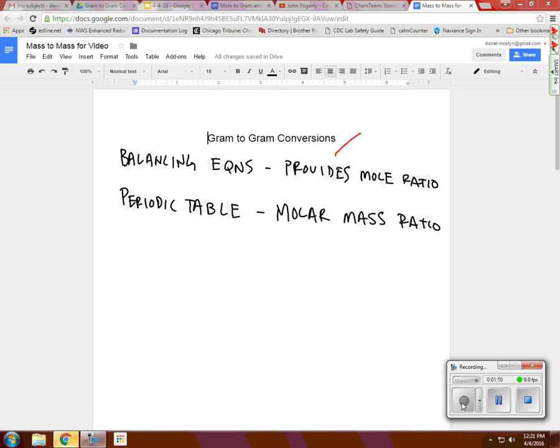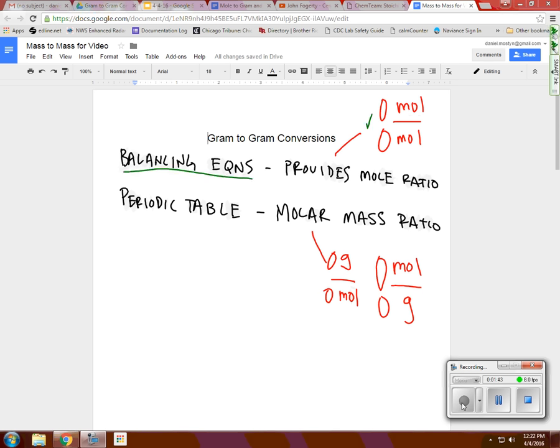So this one is always mole on the top and mole on the bottom. And the molar mass, you can either write it as grams per mole of a certain element or compound, or moles over grams. Obviously there'd be a number right here and right here. I'm putting circles here to represent numbers. The numbers in this ratio come from the balanced equation. The numbers for these ones come from the molar mass on the periodic table.